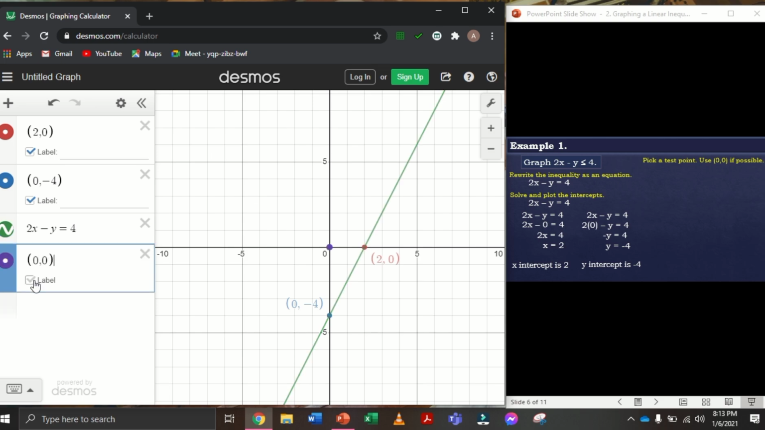Okay, so ito si 0, 0, ayun, sana nakikita. So, ito si 0, 0, ito po ang magiging test point natin. Now, anong gagawin natin dito sa test point? Ito po ang magsasabi sa atin kung ang shaded region natin ay dito o dito sa kabilang side. So, paano natin malalaman? So, isosolve natin.